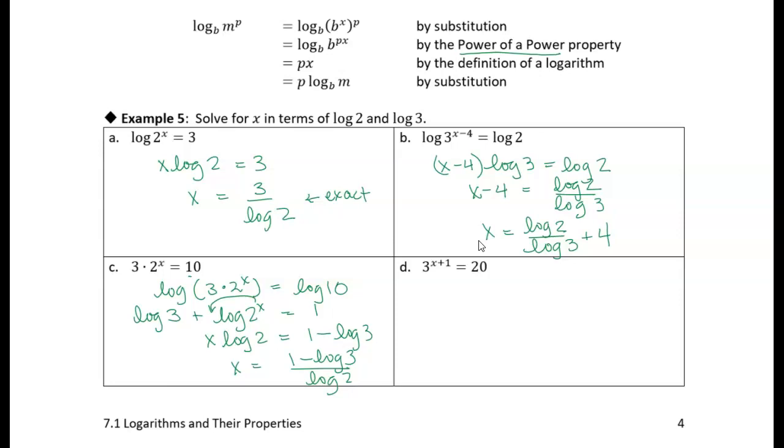I could put that into a calculator and get a decimal approximation if I wanted to. But it tells us to write these logs in terms of log of 2 and log of 3, so that's what we want. We'll leave it like that.